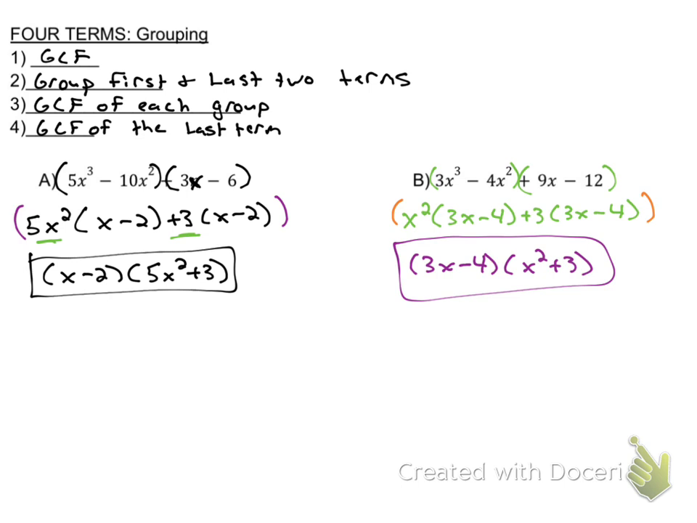Does the order of 3x minus 4 times x squared plus 3 matter? No, it does not matter. FOIL, multiplication, distribution will give you the same answer either way.